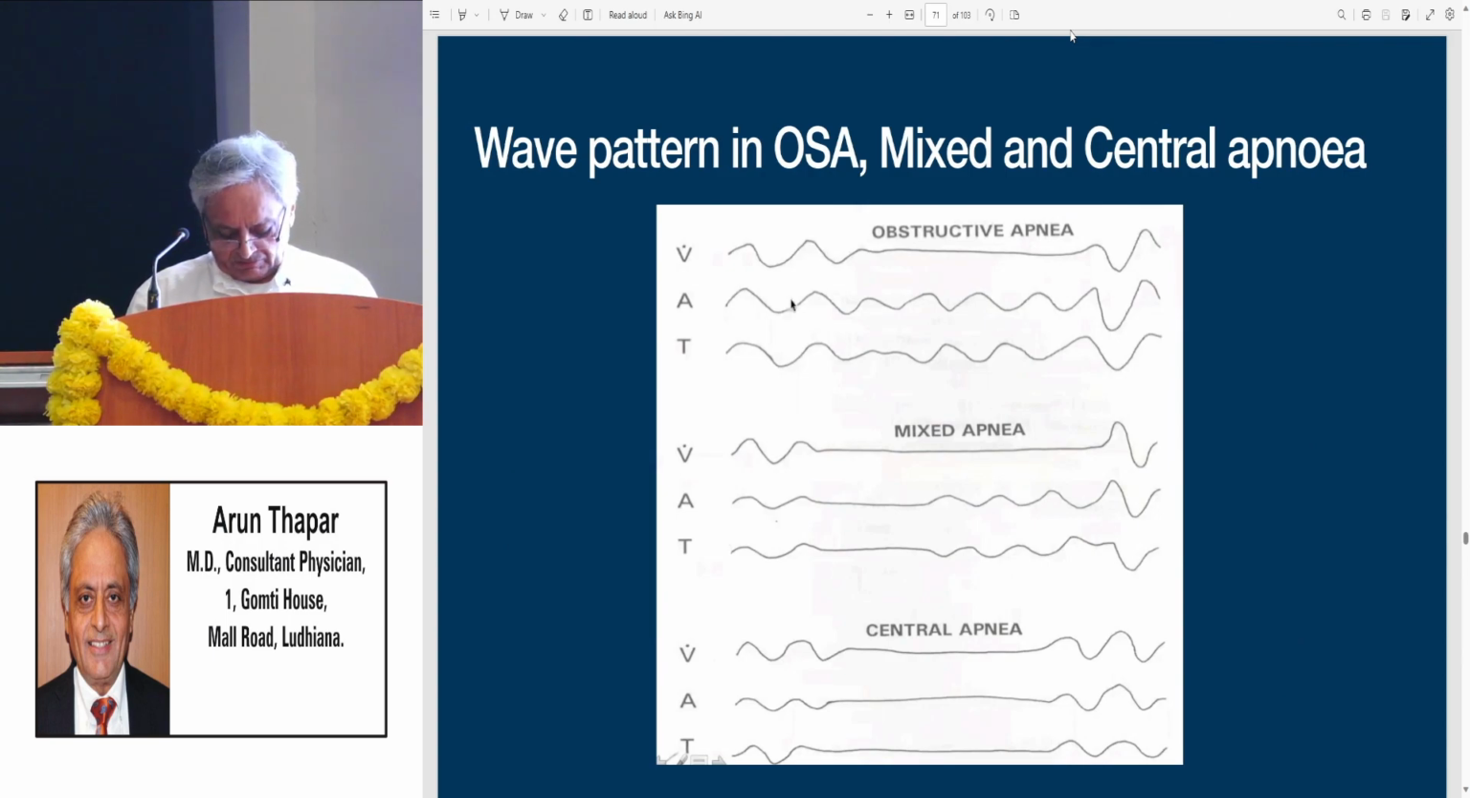I have tried to show over there that sleep apnea could be a mixed one, could be a central one, or could be obstructive. In the central apnea, the most important thing which you observe in the polysomnograph is that there is no airflow and the effort is also missing. On the top one, obstructive, the tongue or the soft tissue has fallen back onto the airway. Effort is there, but the flow is not good.